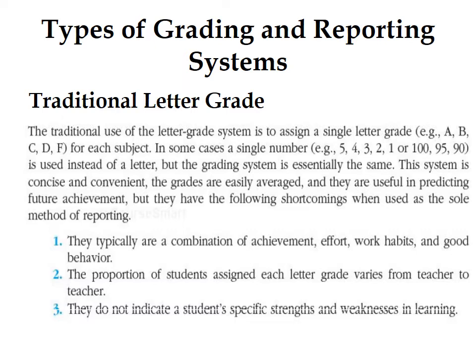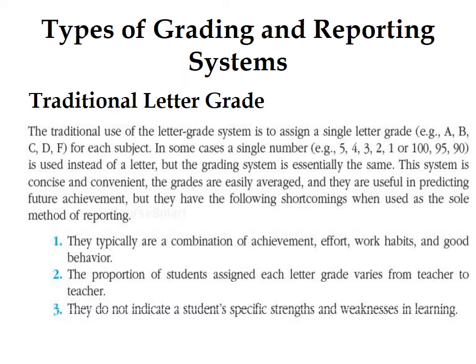After reading the functions of the grading and reporting system, now let us discuss the types of grading and reporting systems. The first one is the traditional letter grade. The traditional use of the letter grade system is to assign a single letter grade A, B, C, D, F for each subject. In some cases, a single number is used instead of a letter, but the grading system is essentially the same. Most importantly, this traditional letter grade is mostly used because of its concise and convenient nature. Its grades are easily averaged, and they are useful in predicting future achievement of a student.